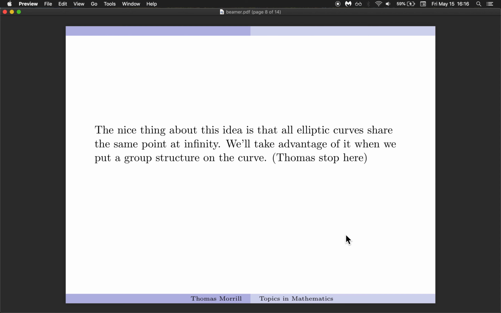And that is a fact that we will take advantage of when we define our group operation, which is the second part of this lecture. I'll see you in a bit.